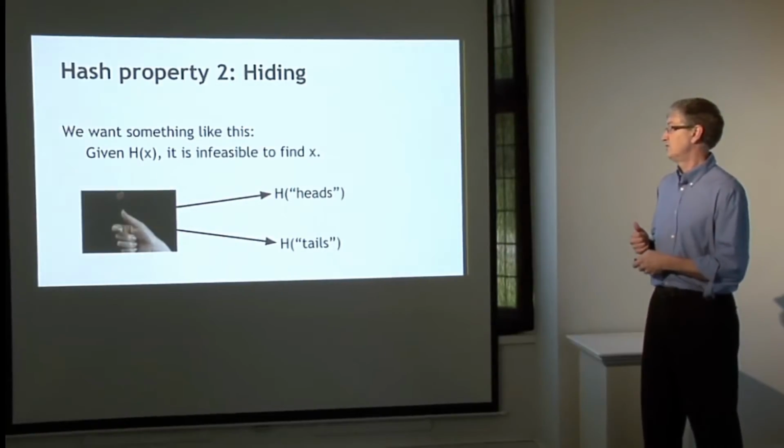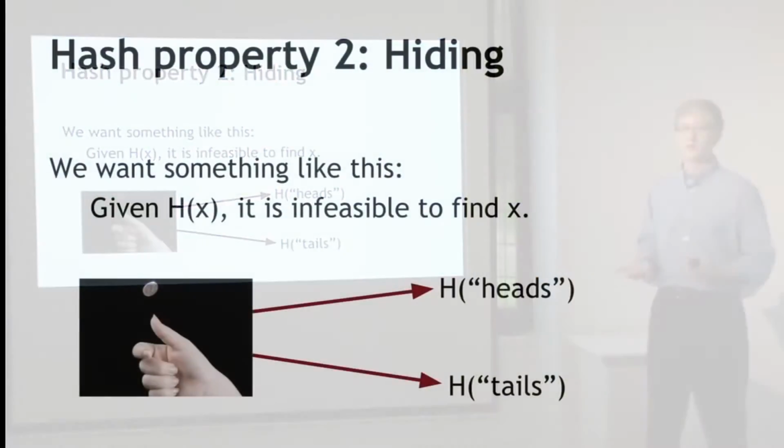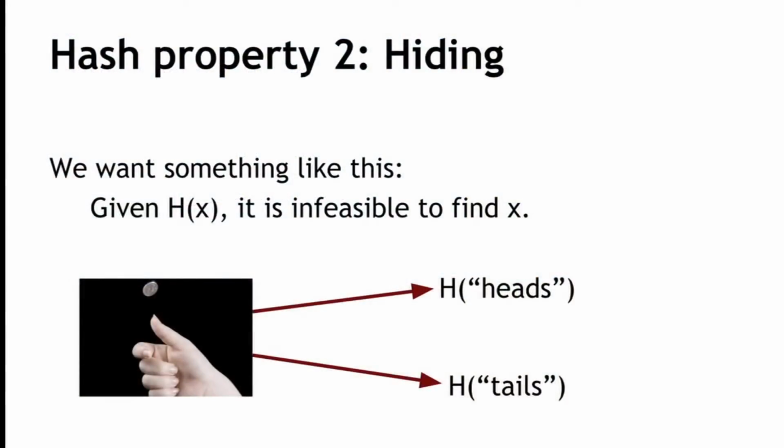So here, what we're going to do is an experiment where we flip a coin, and if the result of the coin flip was heads, we're going to return the hash of the string heads, and if the result was tails, we're going to return the hash of the string tails. And now we're going to ask someone who didn't see the coin flip but only saw this hash output to figure out what the string was that was hashed. That, of course, is going to be easy.